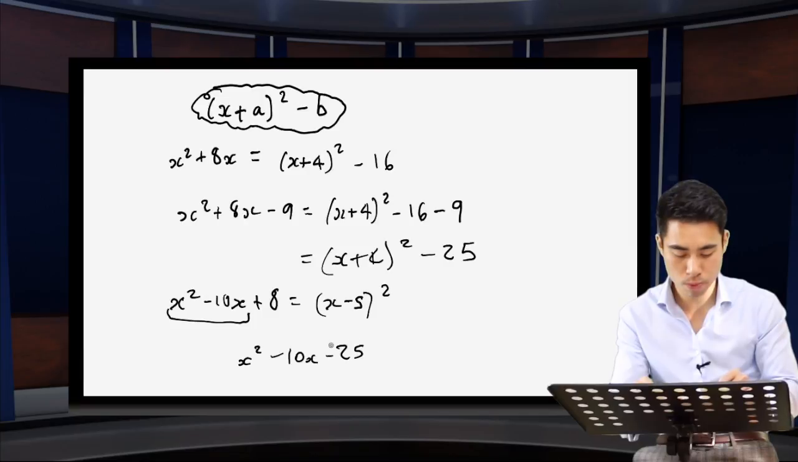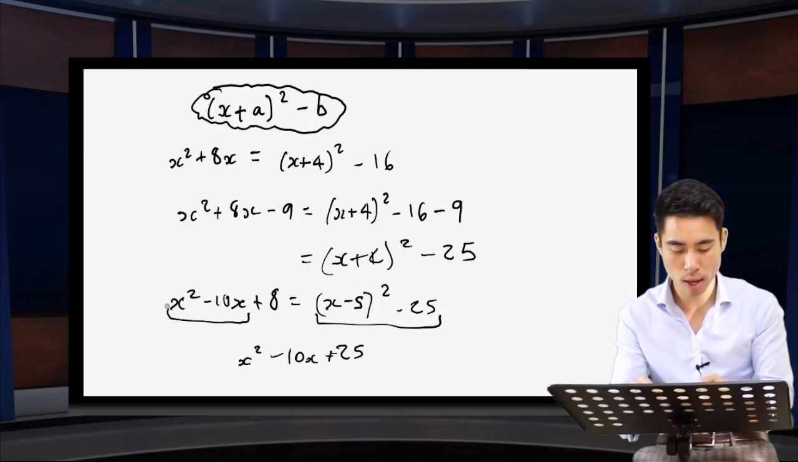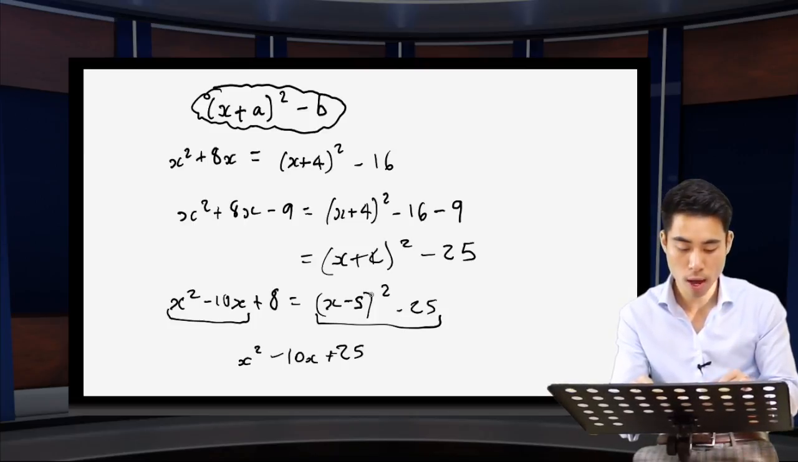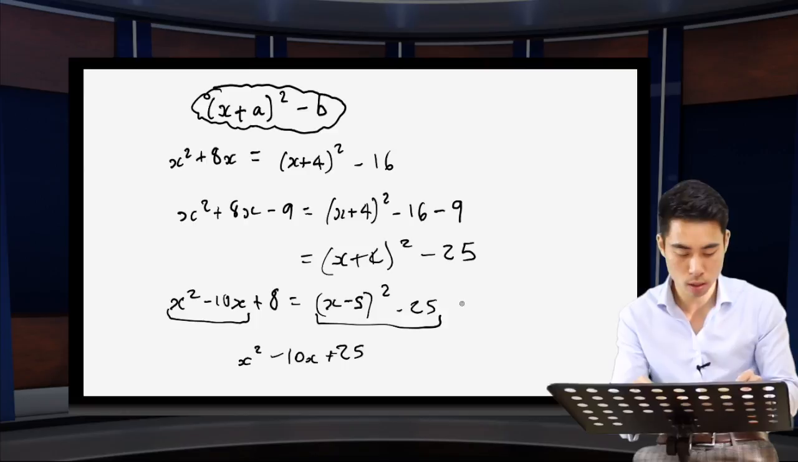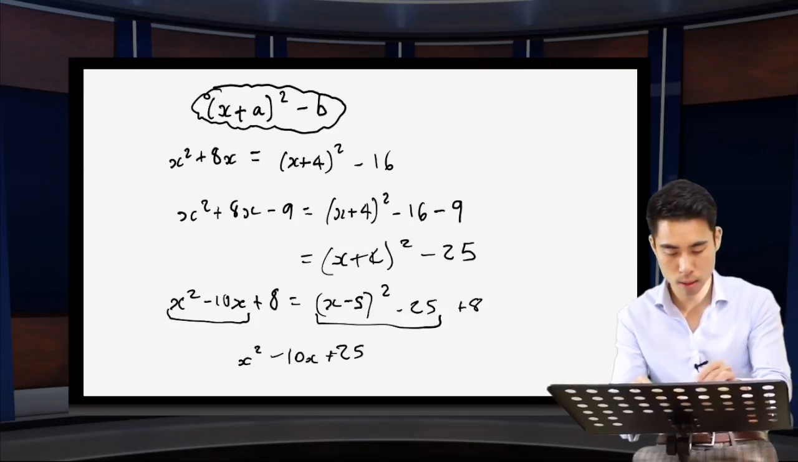Well, I need to negate this. Oh, sorry, that's going to be a positive. I need to negate this plus 25. How do I do that? I need to subtract 25. So those two expressions there, x squared minus 10x is equivalent to x minus 5 all squared minus 25. And I just need to deal with this constant term here. I've got a plus 8, so I need plus 8 here.